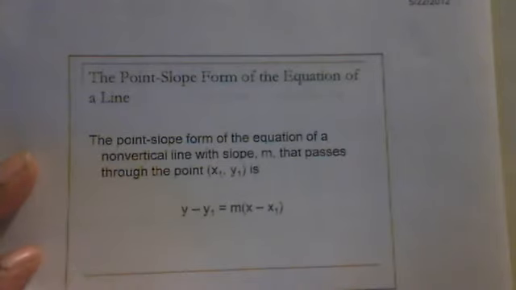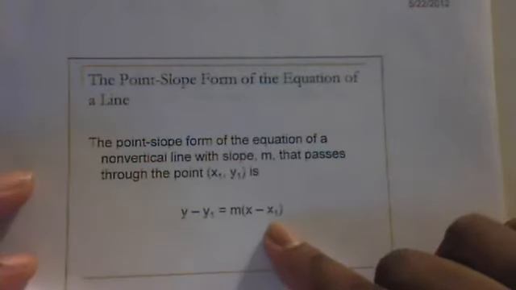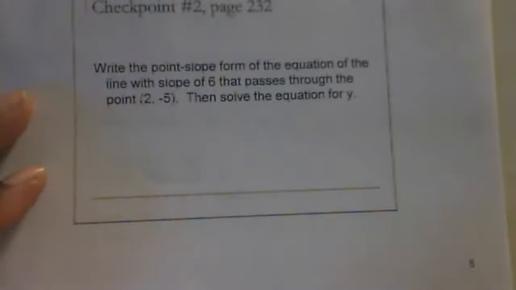Okay? That's why it's called point-slope form, because you must be given a point and a slope to even use this formula. And here's an example of just that. Let's say we want to write the point-slope form of the equation of the line with the slope of 6 and passing through the point 2, negative 5. And then you're going to solve this equation for y.